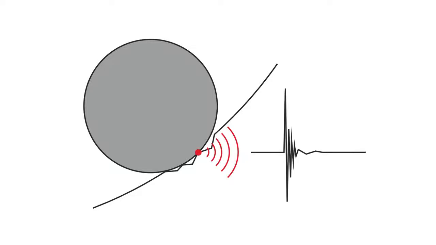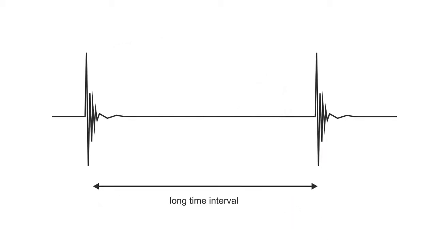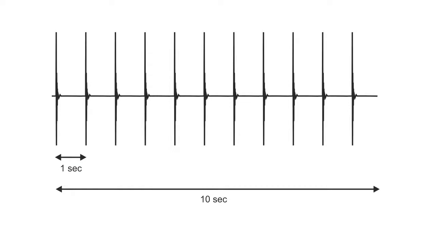Imagine the roller bearing. Here is the failure. When the ball is passing, the shock appears in the signal. The time length of this transient event is very short. If the speed is low, for example 60 rpm, then there is a long time interval between individual shocks. The time interval between shocks is 1 second in this example. If we want to have at least 10 events in the signal, then we have to measure 10 seconds.